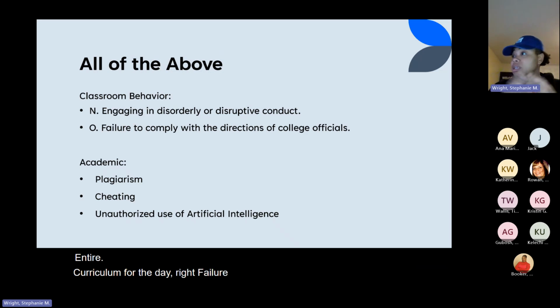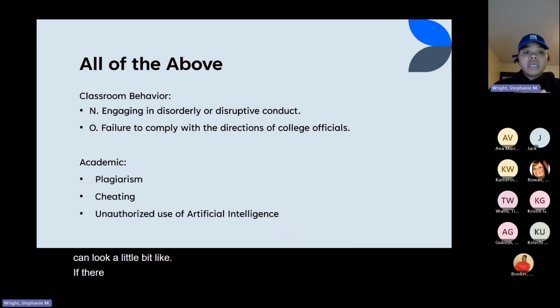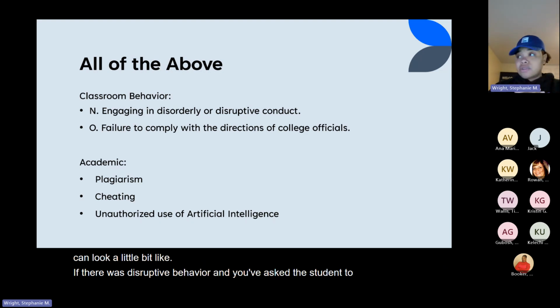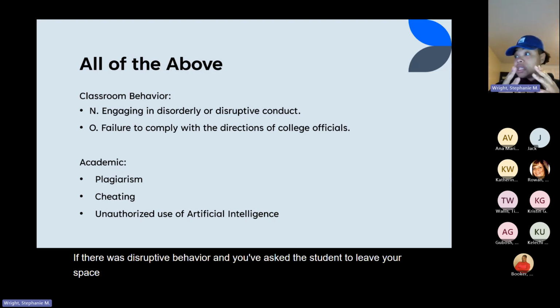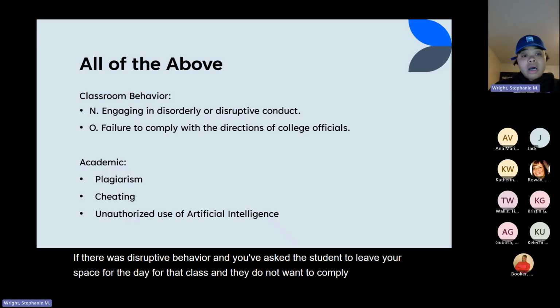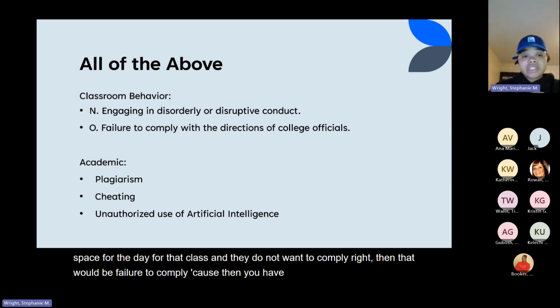Failure to comply with directives. And so that can look a little bit like if there was disruptive behavior and you've asked the student to leave your space for the day, for that class, and they do not want to comply, right? Then that would be failure to comply, because then you have to take additional measures.